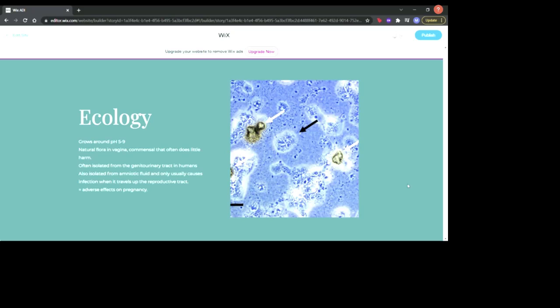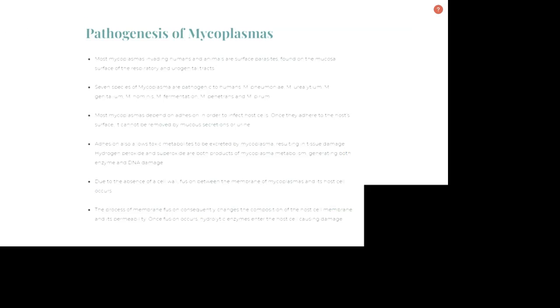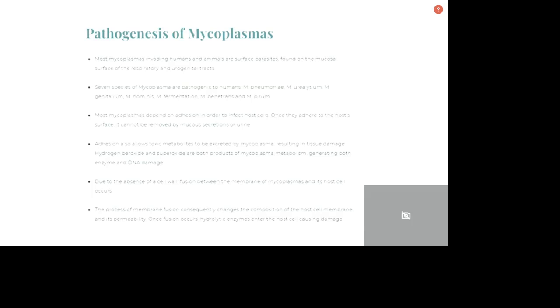And yeah, thank you. My section focused on the pathogenesis of mycoplasmas. So most mycoplasmas invading humans and animals are surface parasites, and they're often found on the mucosal surface of the respiratory and urogenital tracts. There are 7 species of mycoplasmas that are found to be pathogenic in humans, and they're listed here. And most mycoplasmas depend on adhesion to infect host cells.